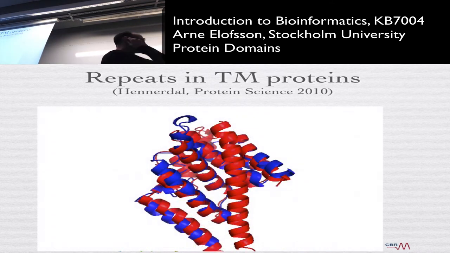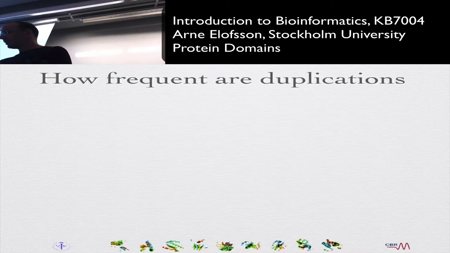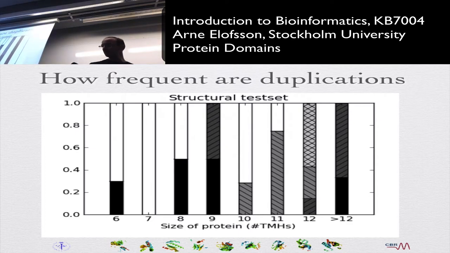This was noted quite some time ago, and we did a study a few years ago where we did it really carefully. We tried to ask first, how frequent is it? This is the number of transmembrane helices in the protein, and we tried to estimate the fraction that had an internal symmetry. The seven-helix ones, the GPCRs that I guess we're going to talk about, do not have it. There's no internal symmetry that we can find. But all the others have it, almost 50% on average.